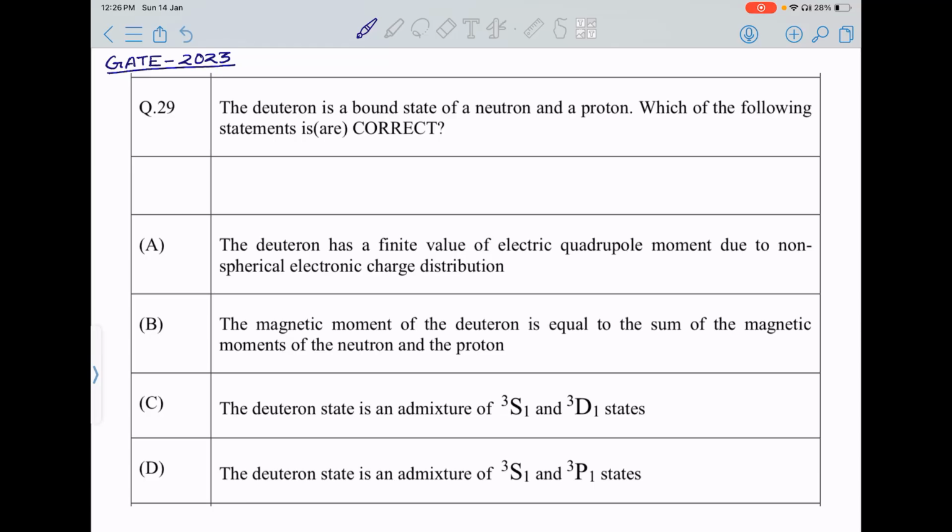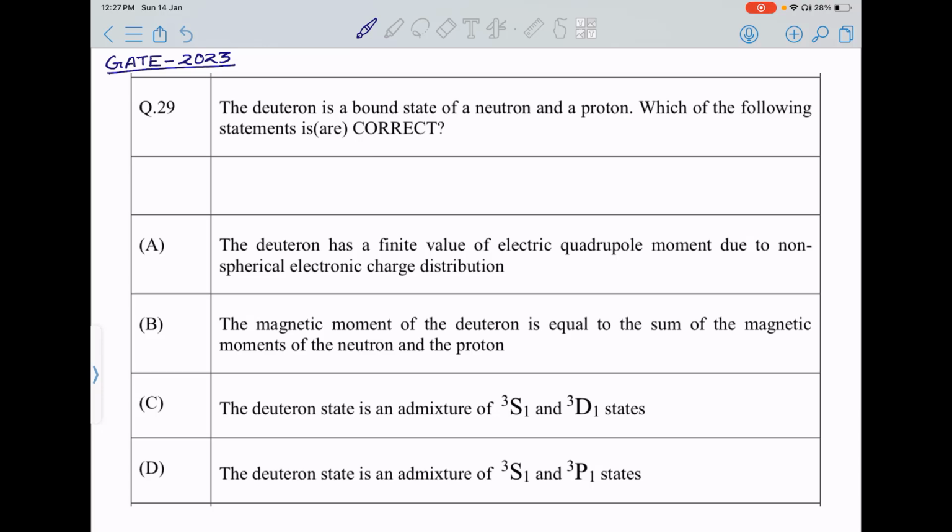Hello, this question is from GATE 2023 and this is from the domain of nuclear physics. The question states the deuteron is a bound state of a neutron and a proton. Then, which of the following statements is or are correct? So, it's the multiple select question, MSQ.